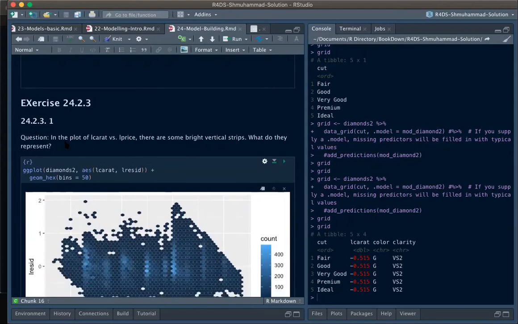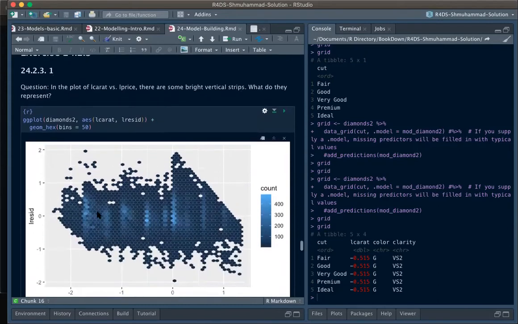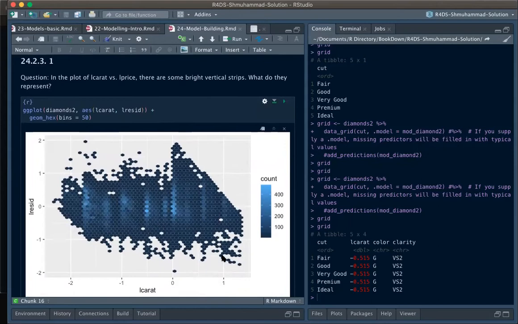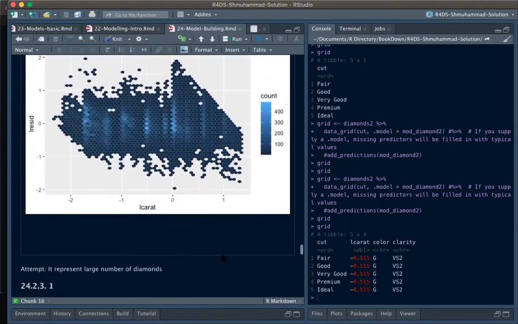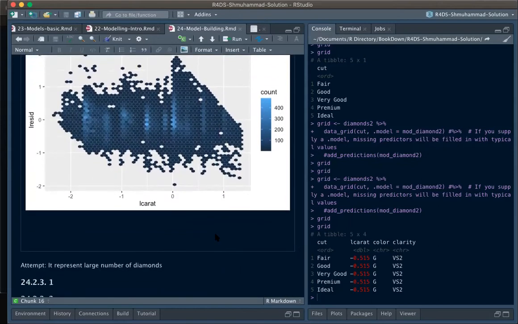The first one is said in the plot of the log carat and log price, there are some bright vertical strips. What do they represent? So here we have some strips here. What do they represent here? I'm suggesting maybe we have many diamonds at this place. So that is why it's somehow bright. I don't know.